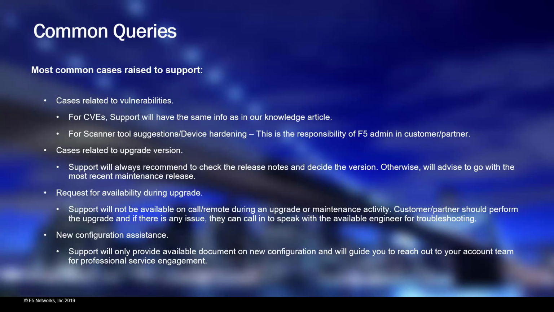I covered the other points in the previous proactive part. Request for availability during upgrade as a standby resource: we won't be available for a call or remote as a standby. However, if you follow the upgrade steps and run into a problem, you can call in, use the proactive case number and say, I'm in the maintenance window, I've started the upgrade, I got stuck at so-and-so, it is giving this error, or the configuration is not loading. You can give those details, and then we will have the next engineer available to assist you further. For new configurations, as I mentioned, we provide available documents, general guidance, and reasonable effort. If anything more is needed, then we will guide you to the professional services team.